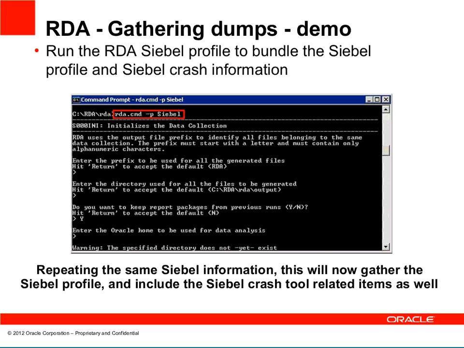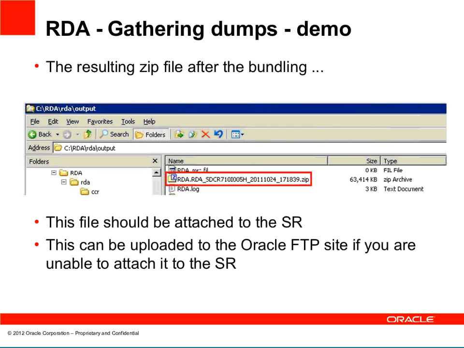Okay, and this is the resulting zip file after you've run that command. Ideally you should attach this to the service request that you've got open with us, because the portal has a special way of flagging to the owning support engineer, i.e. to myself and my colleagues, that there's some RDA content associated with the SR. But if it's too big and you're having problems attaching it through the browser, then you can always provide it via the Oracle FTP site.